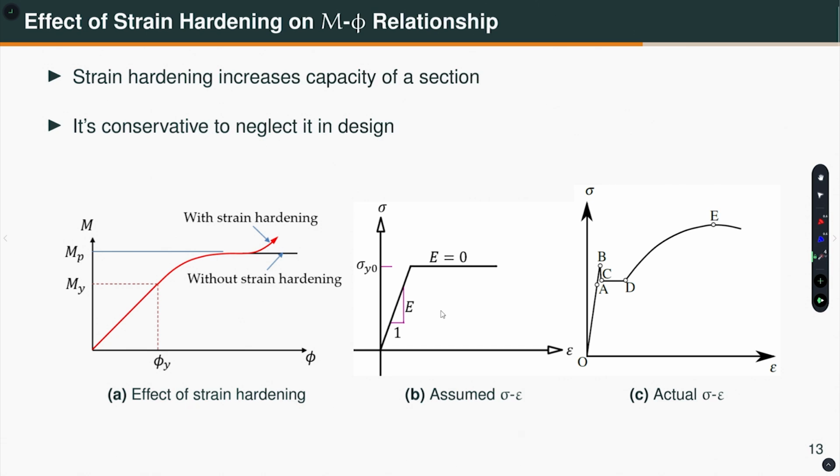So, whatever we have done so far, we assume this behavior, elastic, perfectly plastic, but in reality if we are talking about mild steel, the actual behavior is like this. So, there is strain hardening, right. So, how does it affect the moment curvature response? Well, this is the moment curvature response without strain hardening. If you consider strain hardening, then it will increase like so, okay, and you can do it in OpenSees, right.